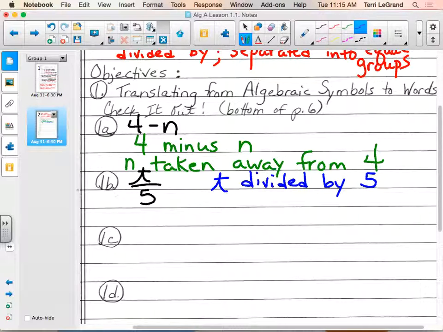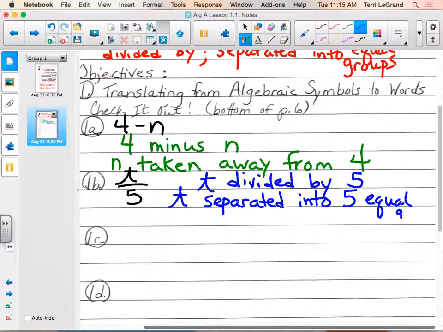So we gotta be careful here. So how are we gonna say this? Let's think about this. How do we say it? Is it t separated into 5 equal groups? Or is it 5 separated into t equal groups? It's t separated into 5 equal groups. We have to be careful with division, just like we do with subtraction.